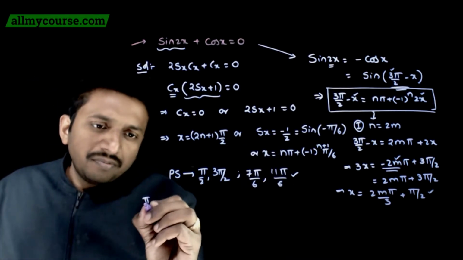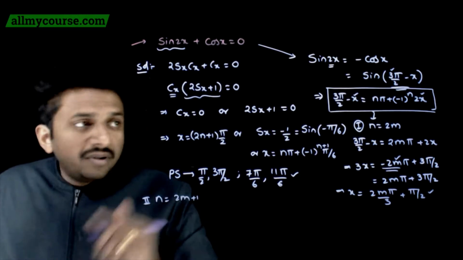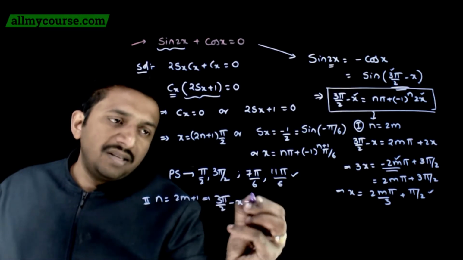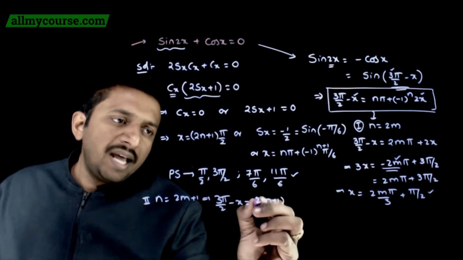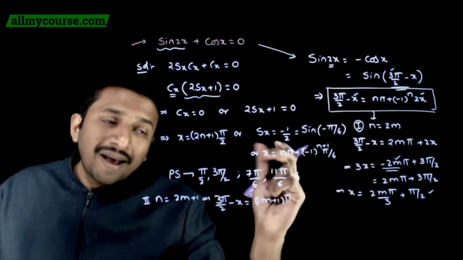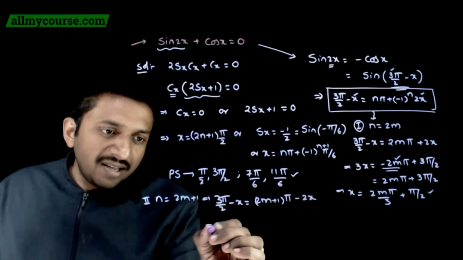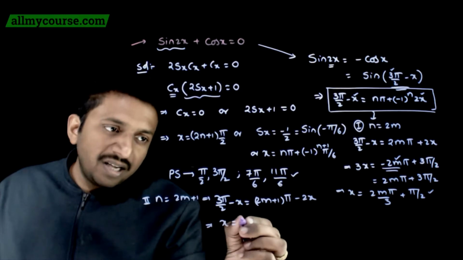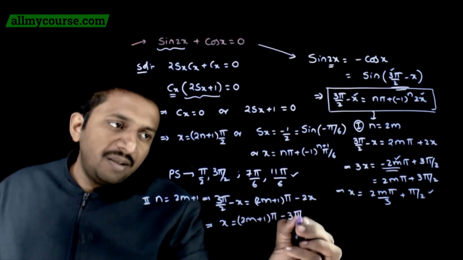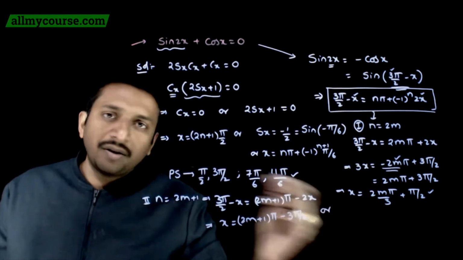Case 2, if n is of the form 2m plus 1, it is an odd number. Now what happens is 3 pi by 2 minus x is equal to 2m plus 1 times pi. This minus 1 whole power odd number becomes minus 1. So you get minus 2x here. This minus 2x goes onto that side. So plus 2x minus x is equal to 2m plus 1 times pi minus 3 pi by 2. So the solution of x is either this or this.